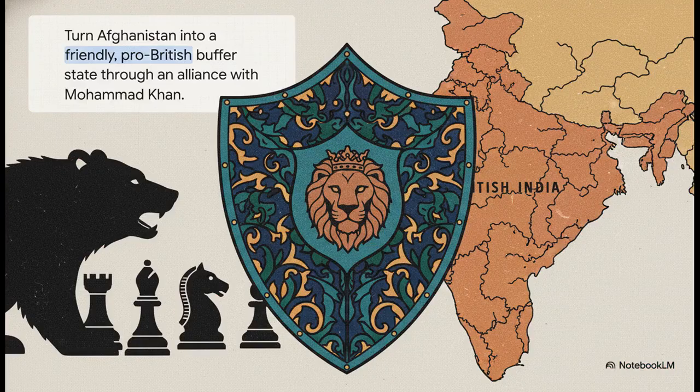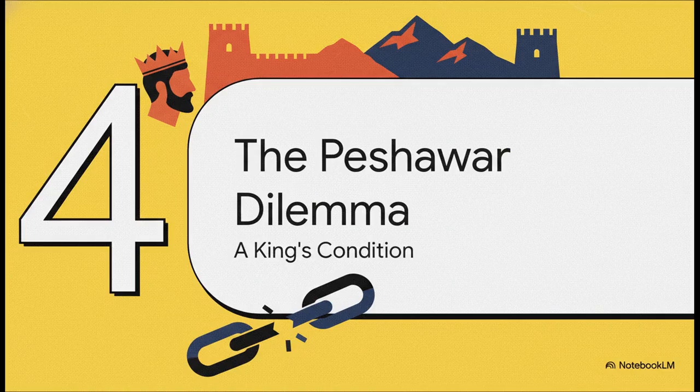I mean, the logic here was pretty straightforward, right? If Afghanistan is your friend, then it can't be used as a staging ground by your enemy. A stable, pro-British government in Kabul seemed like the perfect shield for India. Now, you'd think this would be an easy deal. Dost Mohammad was totally willing to talk. He was in a bit of a tough spot himself. But he had one condition for his friendship. And for the British, it was a really, really difficult one.